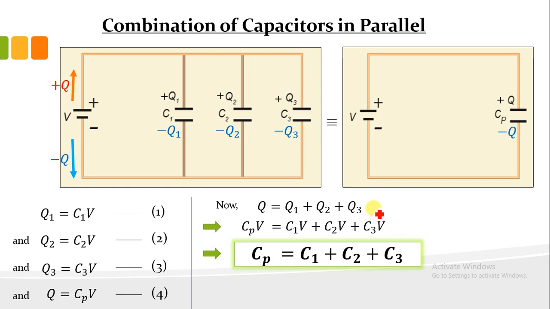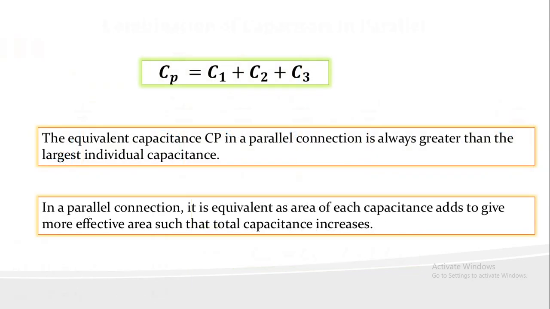Here we apply Q equals Q1 plus Q2 plus Q3. We will get Cp into V equals C1V plus C2V plus C3V, right? So finally we have Cp equals C1 plus C2 plus C3. It means the equivalent capacitance Cp in a parallel connection is always greater than the largest individual capacitance.